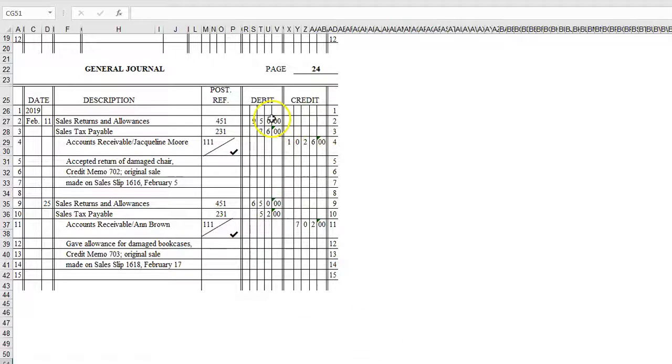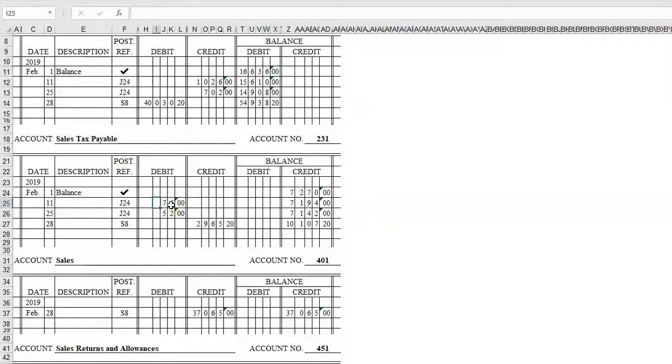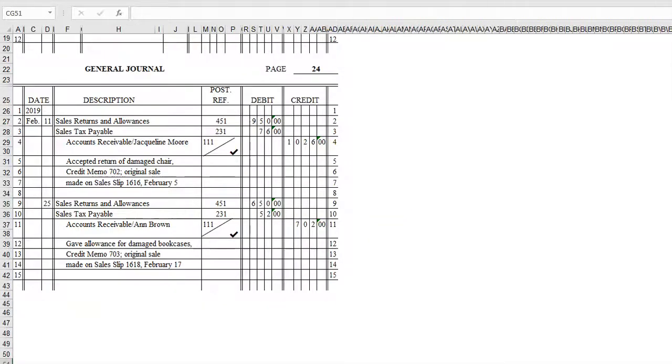You'll be taking the $950 and moving it over. You'll be taking the sales tax payable for $76 and going to the sales tax payable here, putting the $76 in, taking it from journal page 24, and here they have journal page 24. That's where all those numbers come from. So I'll leave this up for a second. You can pause it. In the meantime, let's move on.